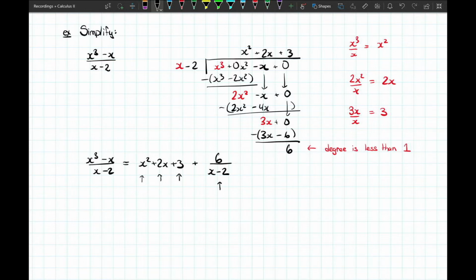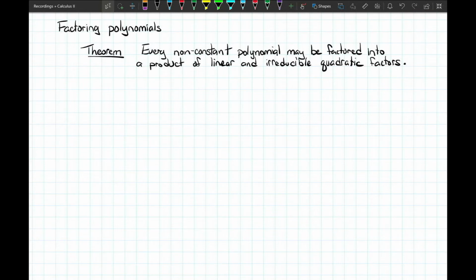Now, assuming that the degree of the numerator is less than the degree of the denominator, we need to somehow establish what kind of partial fractions we'll get when we try to decompose the rational expression. We'll need a small but very important theorem regarding factoring polynomials, and that's that every non-constant polynomial, that means any polynomial with a degree of at least 1, can be factored into a product of linear and irreducible quadratic factors.